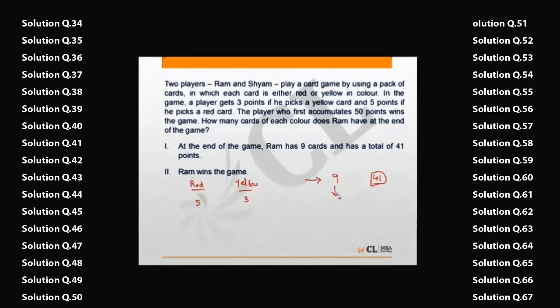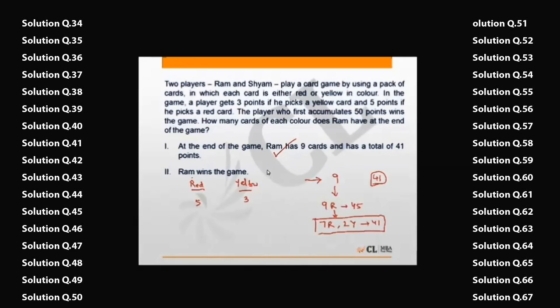So we can actually find out that, had he had all the 9 red cards, he would have had 45 points. And since he is actually having 41 points, which means he must sacrifice 2 red cards for yellow cards. So effectively he has 7 red and 2 yellow in order to have 41 points. There is no other combination that gives him 41 points. Hence, statement 1 can uniquely give us the answer.